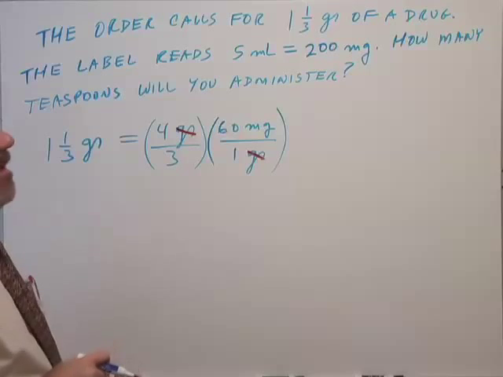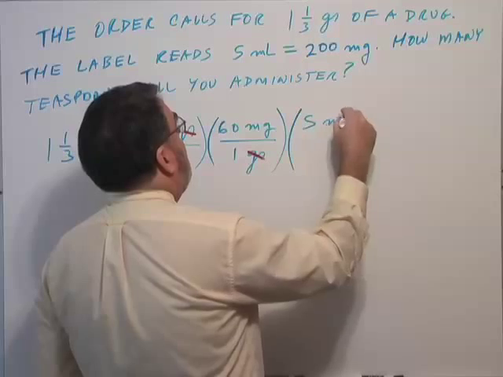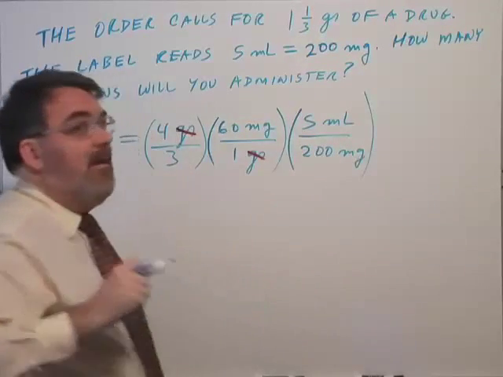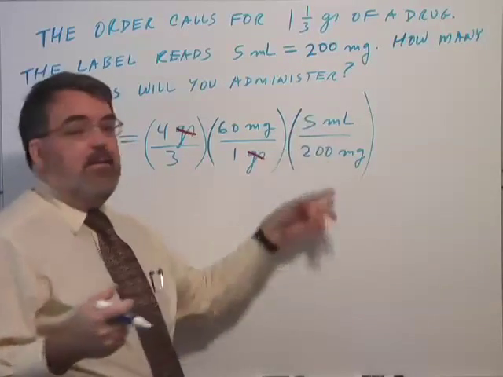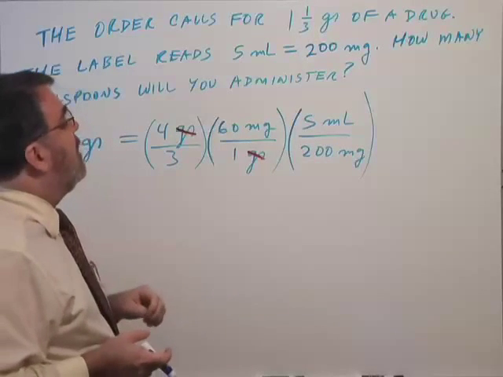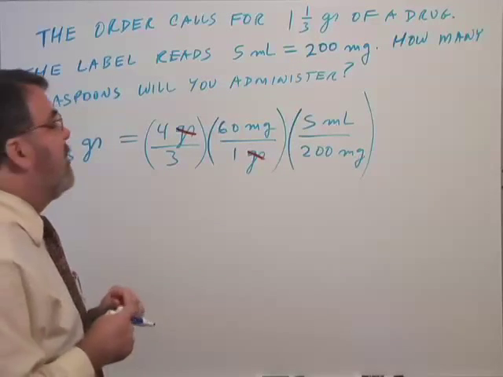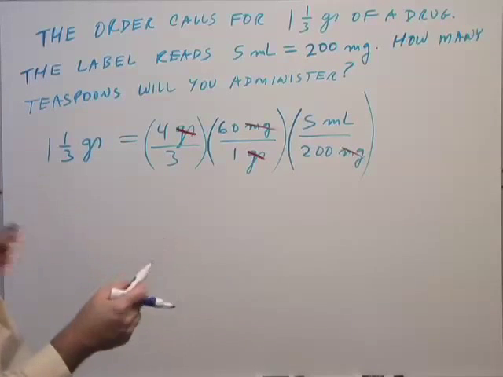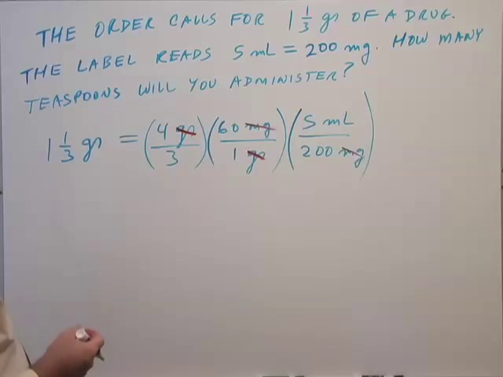And now we can use the drug concentration, which is 5 milliliters over 200 milligrams. Again, don't be careless about where you write these. Some problems you may have milligrams over milliliters. It all depends. But here we need to cancel milligrams and replace it with milliliters, and that's why milliliters goes on top. All right, and then we get down to teaspoons. Well, 1 teaspoon is what? 4 milliliters, or is 5 milliliters.